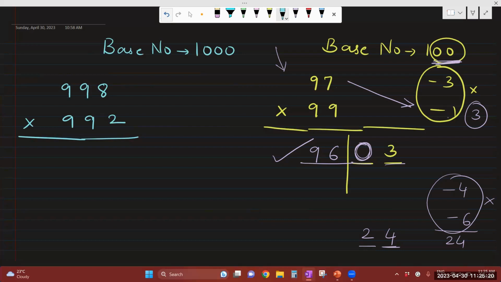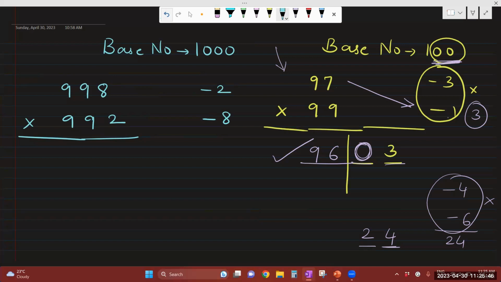Ma'am, the difference between 998 and 1000 is -2 and -8. Yes. So step number 2, everybody clear? Yes. Now don't forget the minus sign on this side, because if you forget to write down the minus sign, you will be doing addition. So don't do that. You have to be careful when you're writing this sign.